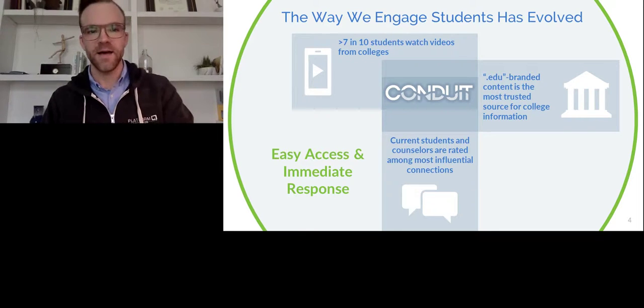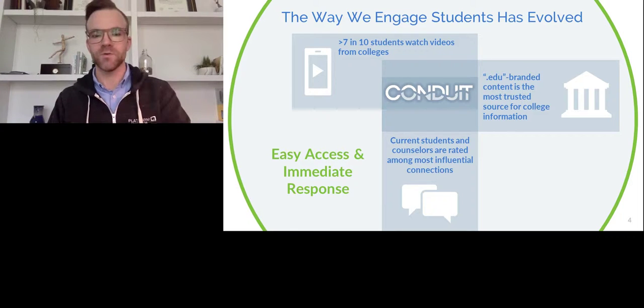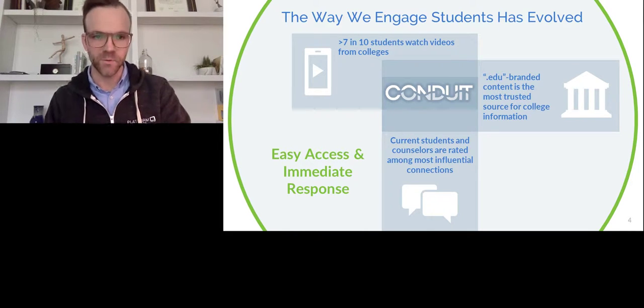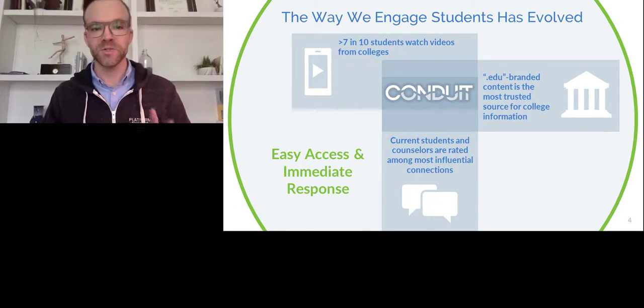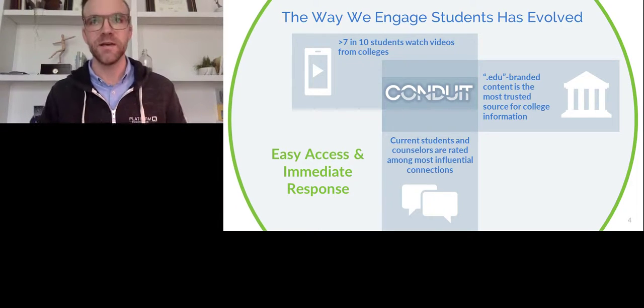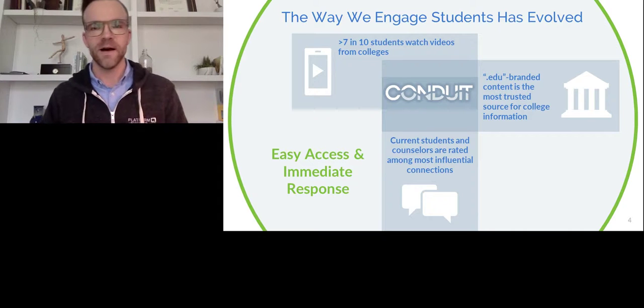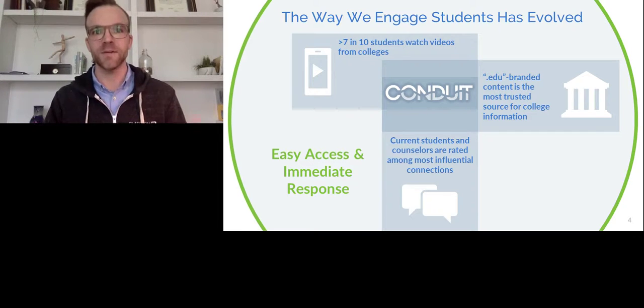We know that EDU branded content is the most trusted source for college information when it comes to what a student is looking at and trusting to be an accurate resource for what they're learning about. And then the current students and admissions counselors are rated among the most influential of connections. If you think about it, it really comes down to that relationship that they connect with, current student, admissions counselor, when they visit. Whatever, that relationship is really what kind of carries them through the process.